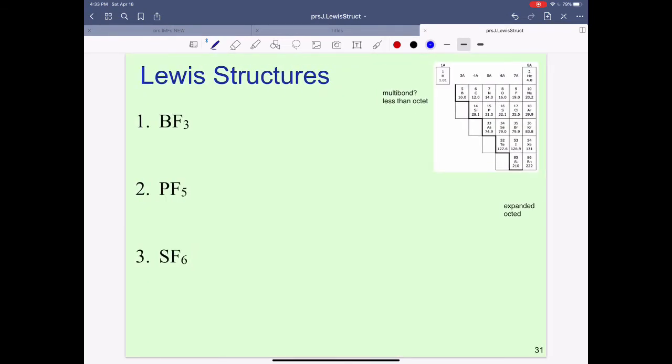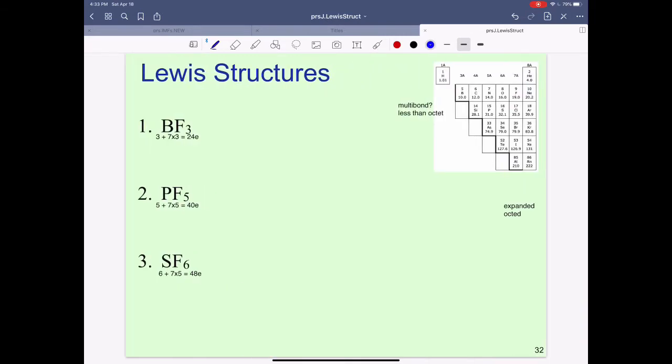Try these 3. So we see that boron is located in the 3rd column of the periodic table, giving it 3 valence electrons, fluorine in the 7th column, 7 each, for a total of 24. We'll put the boron in the middle, arrange the 3 fluorines around it, and complete all the octets around the fluorine. And when we do that, we find out that boron comes up short.